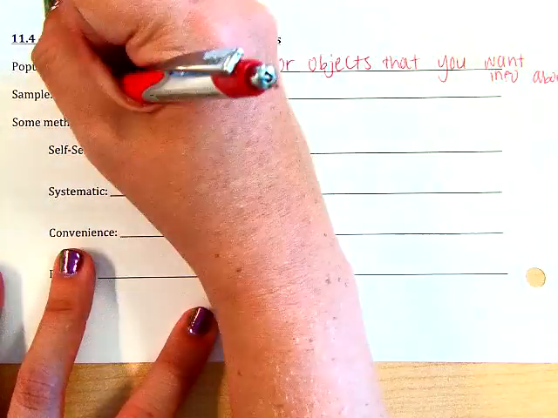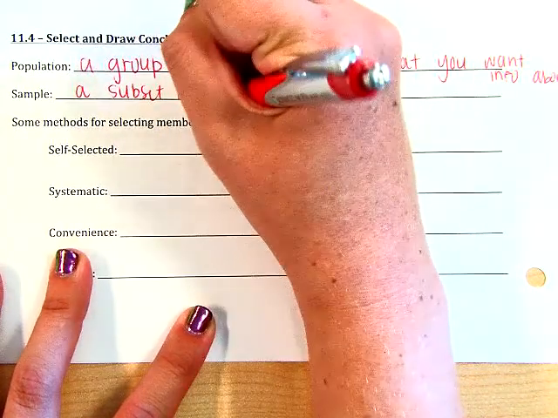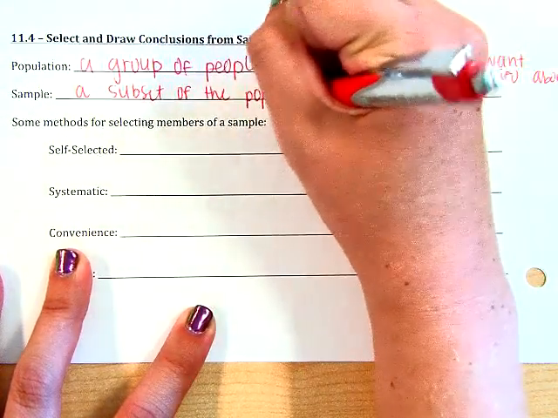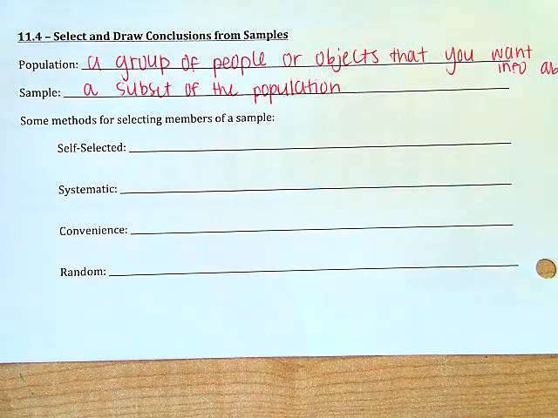Sample is a subset of the population. So, for example, if our whole population is all of the 11th graders at Lakeville South, our subset of that could be this class. So you're all 11th graders, well, most of you are. You are just a small portion of all of the 11th graders. Just one class of them.